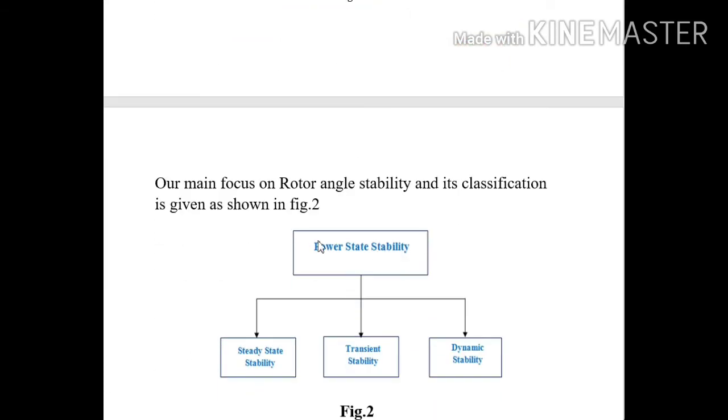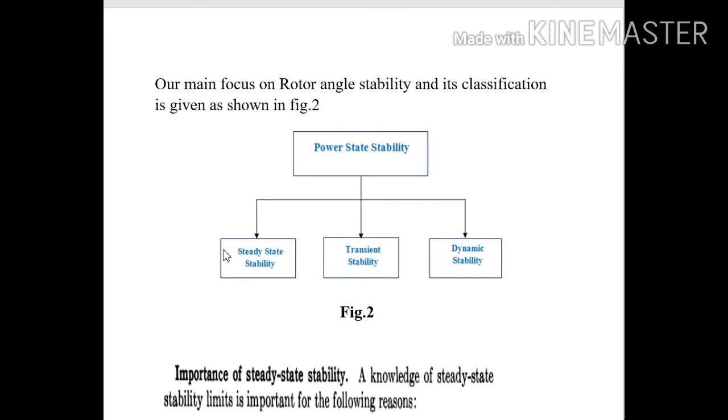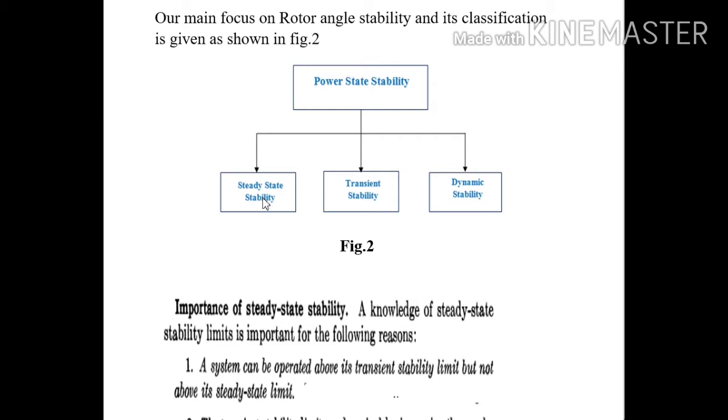Now, our main focus is on rotor angle stability, and its classification is given in figure 2. The main classes are steady state stability, transient stability, and dynamic stability. Again, from our syllabus point of view, we mainly focus on steady state stability and transient stability. Today we are going to discuss steady state stability. Before the discussion, let us see the importance of steady state stability. That is why we are going to study this.